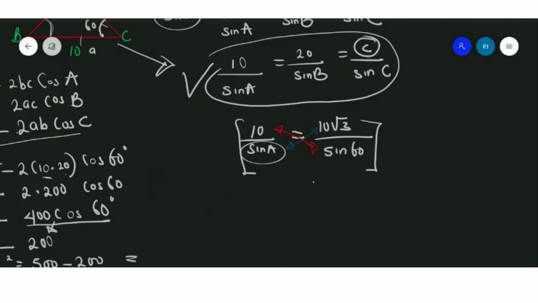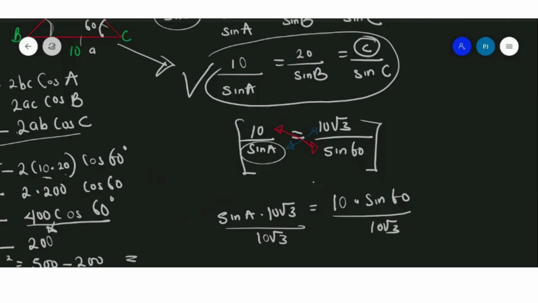So I have sine A times 10 root 3 is equals to 10 times sine 60. Sorry about that. So remember sine 60. All right, so we have sine A, divide both sides by 10 root 3. So this cancels out.